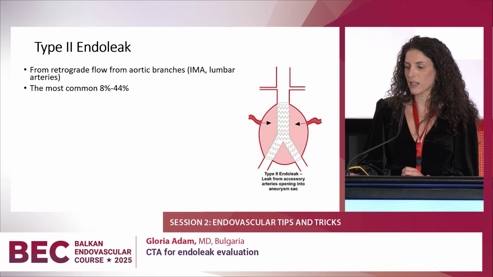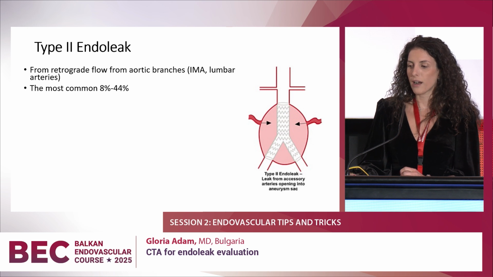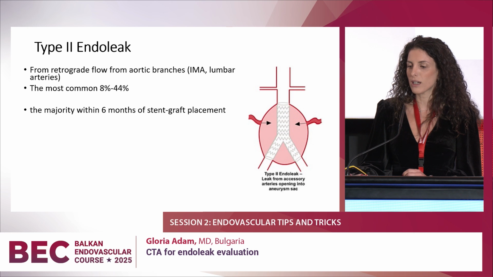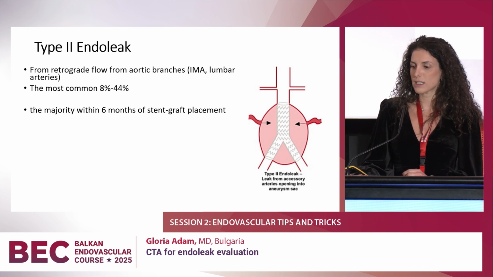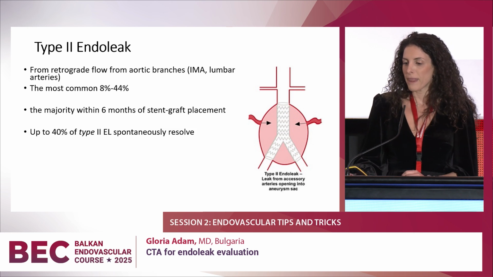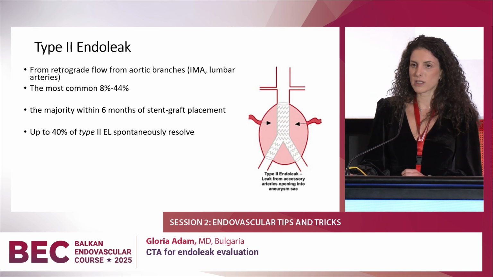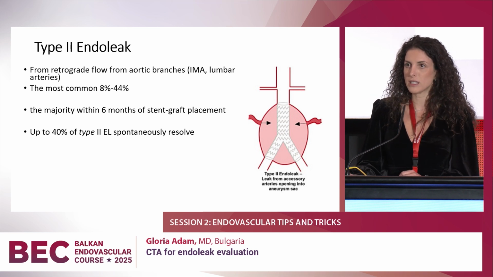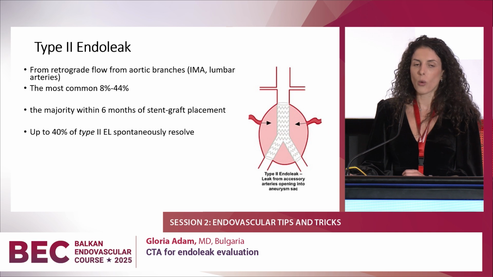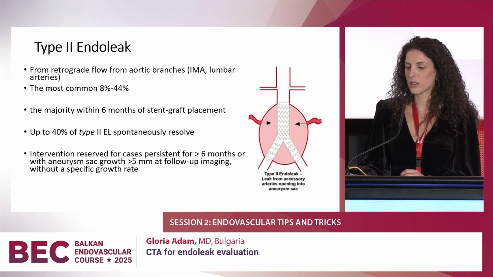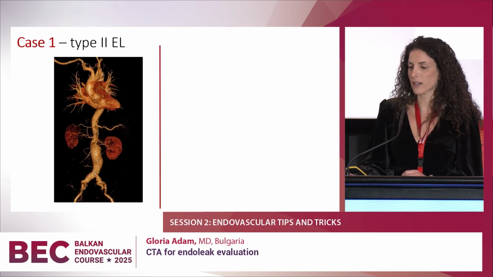Type 2 endoleak happens when there is retrograde flow from aortic branches which are connected to the aneurysm sac. Usually it is the arteria mesenterica inferior or the lumbar arteries, and we see the leak usually in the periphery of the aneurysm sac. This is the most common endoleak. The majority happens within 6 months of stent graft placement, and up to 40% can resolve. So usually in this type of endoleak, we can use the wait and see approach and intervene if there is persistent leak more than 6 months or there is growth of the aneurysm sac.